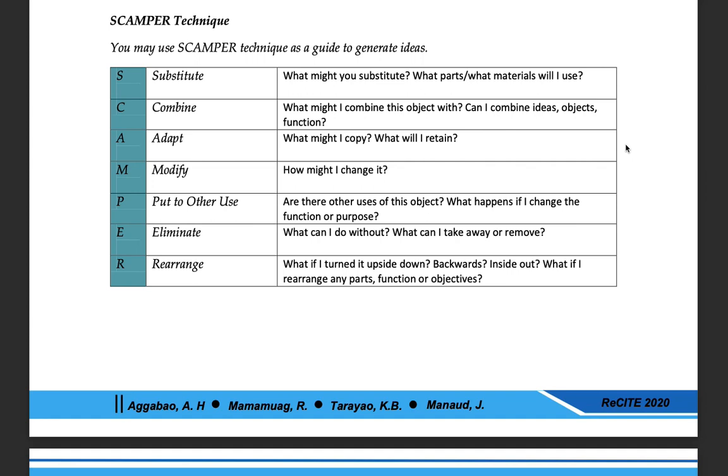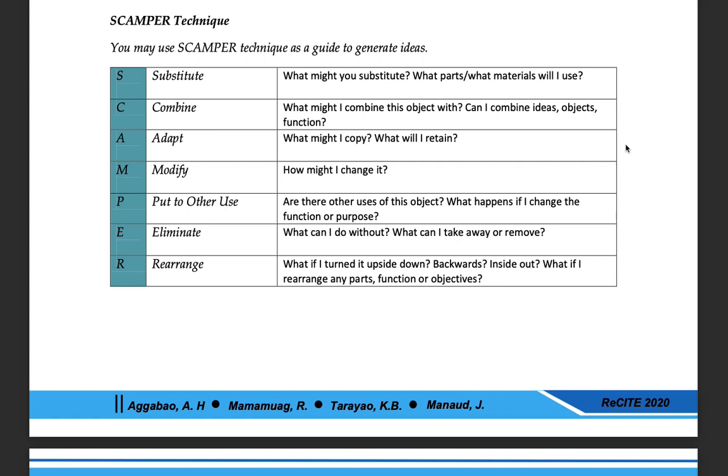The third guide, the third technique is adapt. What might I copy? What will I retain? And modify. What might I change? P, put to other use. Are there other uses of this object? What happens if I change the function or purpose?